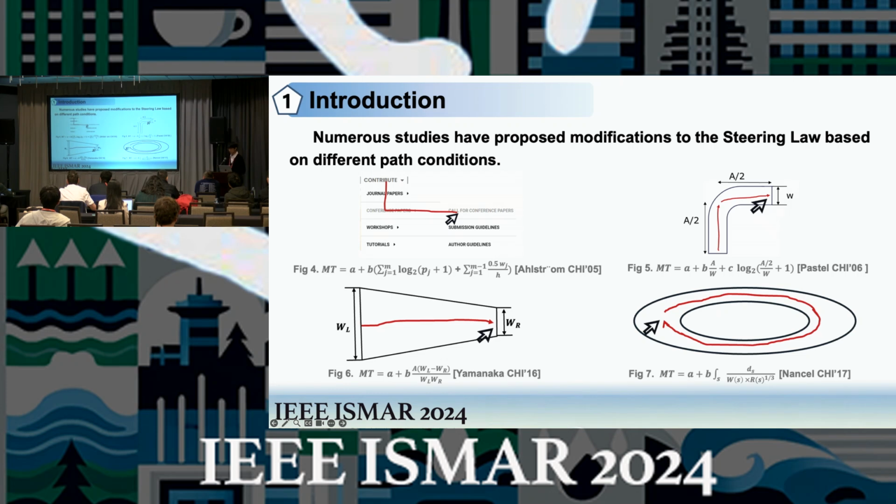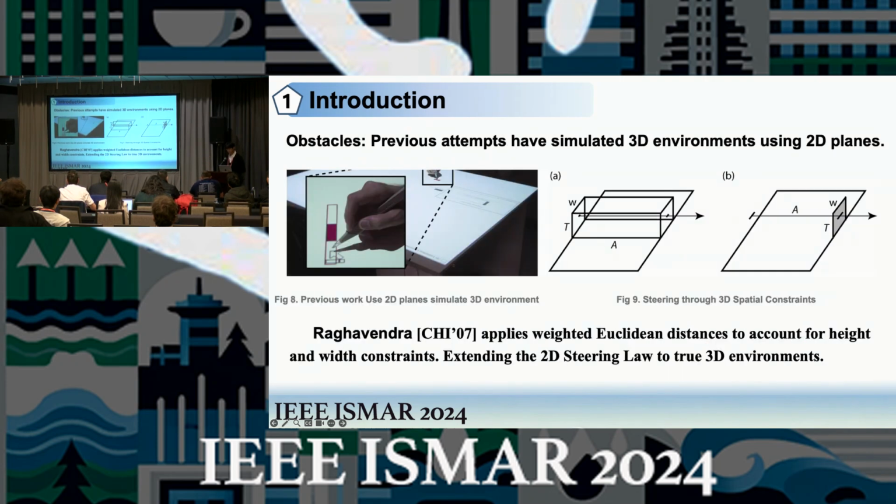Numerous studies have proposed modifications to the steering law based on different path conditions, exploring lots of factors affecting human behavior, such as path cascading, corner, scale, and curvature. However, with the rising popularity of virtual reality, there's a gap in extending the steering law to 3D space. Previous work primarily focused on 2D interaction environments, like tables, laptops, and smartphones. The closest attempt simulated 3D environments using a 2D plane, applying a weighted Euclidean model to account for height and width constraints. So, the effects of steering law in 3D space remain uncertain, especially for more complex path conditions.